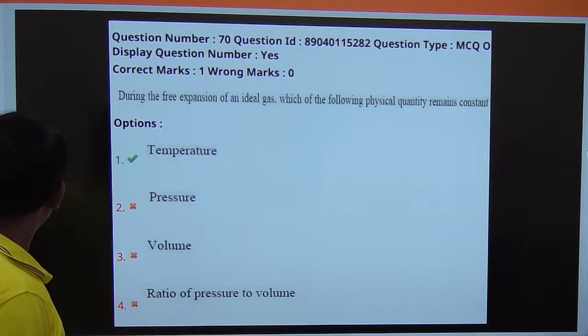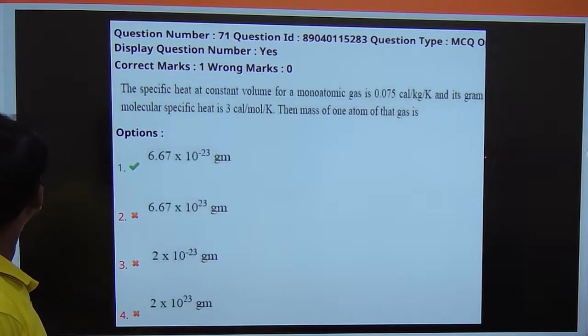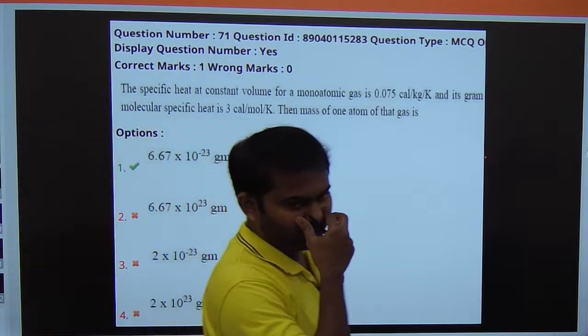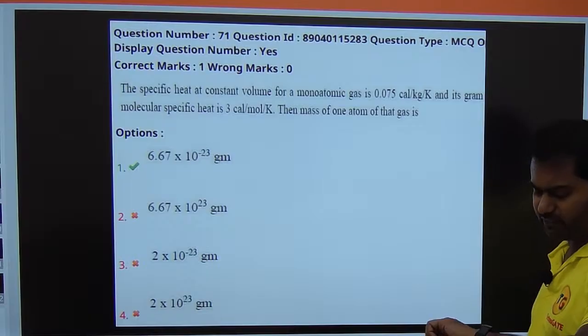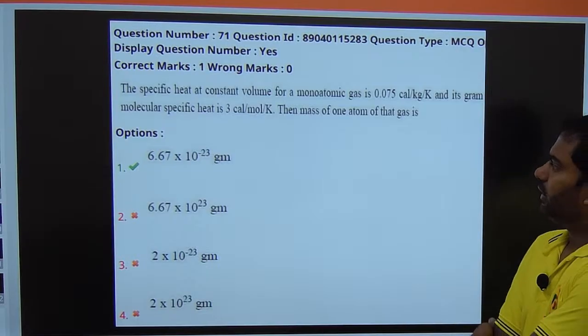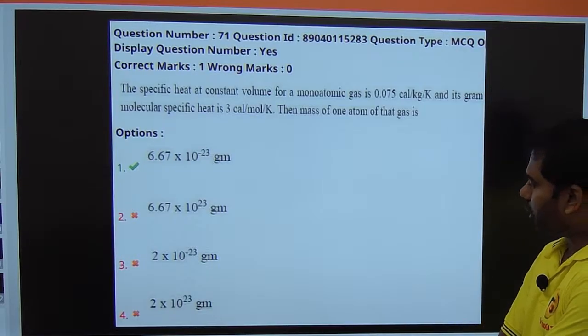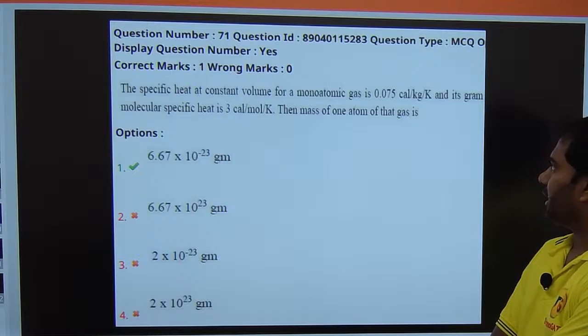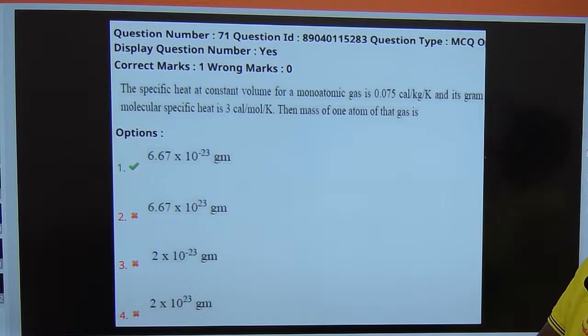Fine. Last 5 questions here. So this question is based on again thermodynamics only. It is given that, interesting question, have a look here, guys. Have some patience, within another 5 minutes we'll be closing this. The specific heat at constant volume of a monoatomic gas is 0.075 calorie per kg per Kelvin, and its gram molecular specific heat is 3 calorie per mole Kelvin.